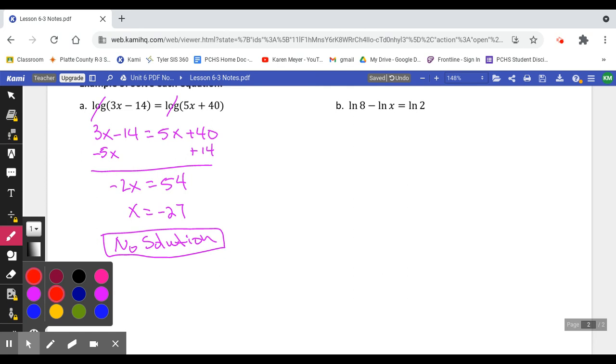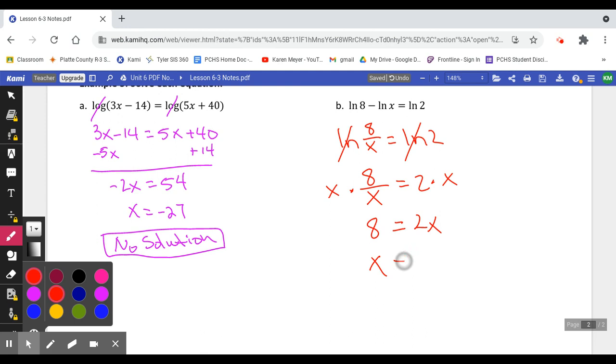Okay, next problem. First thing I have to do is condense it. So I see a subtraction, which means division. So ln of 8 over x equals ln of 2. ln on both sides cancel each other out. So 8 over x equals 2, multiply by x on both sides. So 8 equals 2x, divide, and x equals 4. Done.